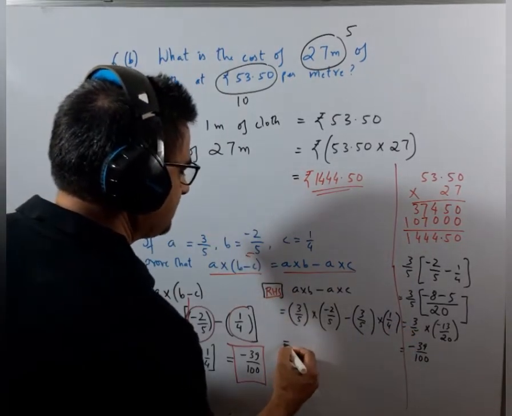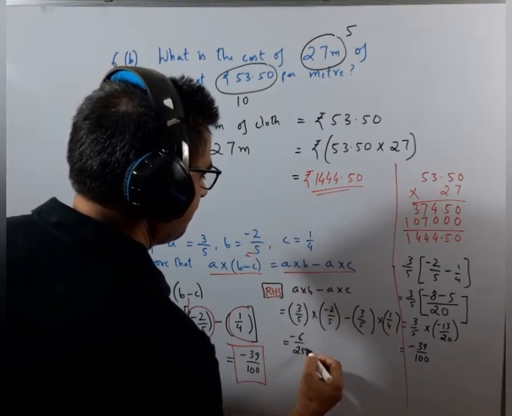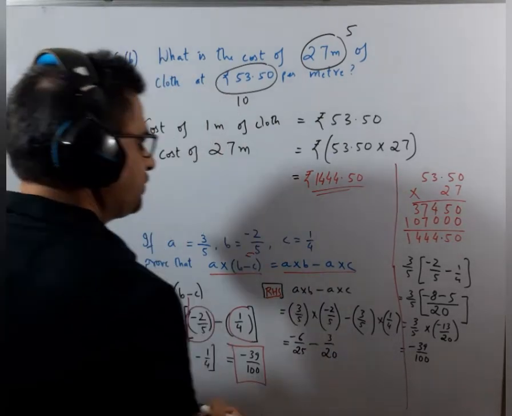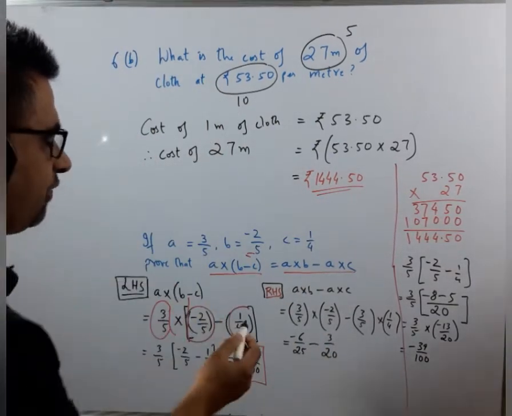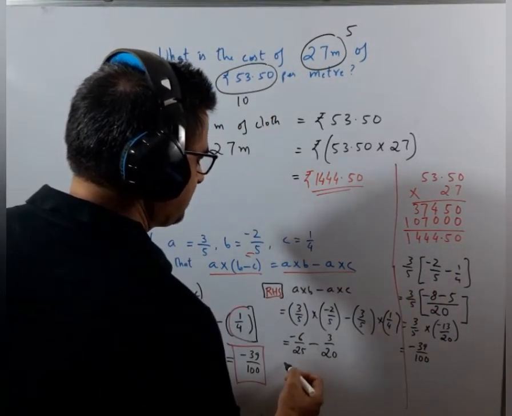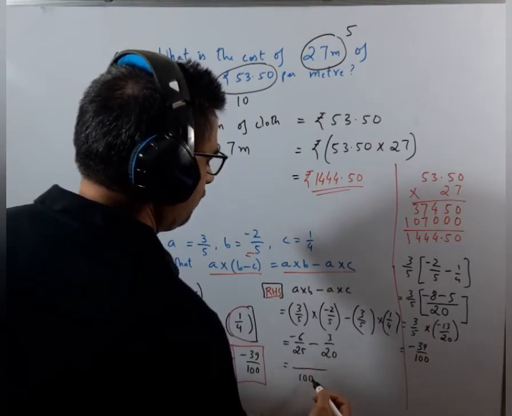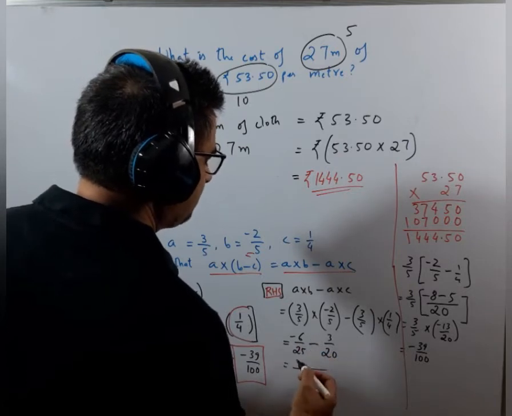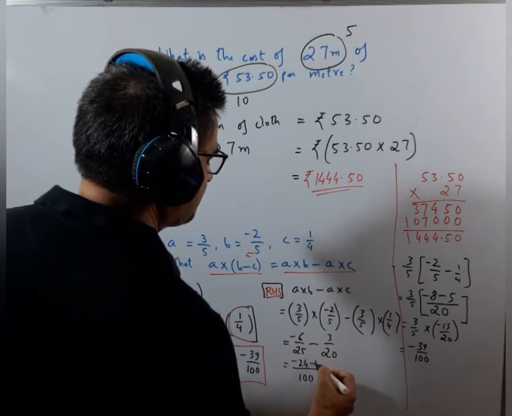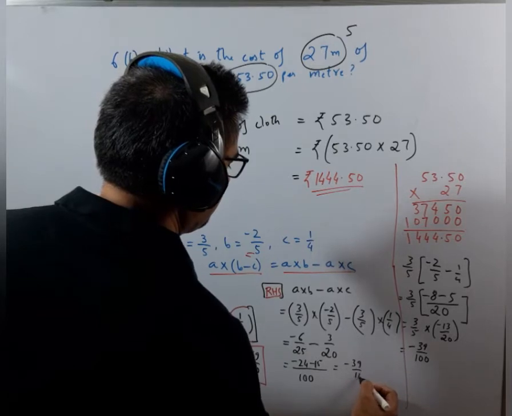So, how much does this come to? This comes to minus 6 by 25. And this becomes minus 3 by 20. So, you've got to take the LCM of these two quantities. So, once you take the LCM, you'll find that this comes to 100. So 25 into 4. So that 4 is supposed to be multiplied by minus 6. So minus 24. 20 into 5. So that becomes 15. So this becomes minus 39 by 100.